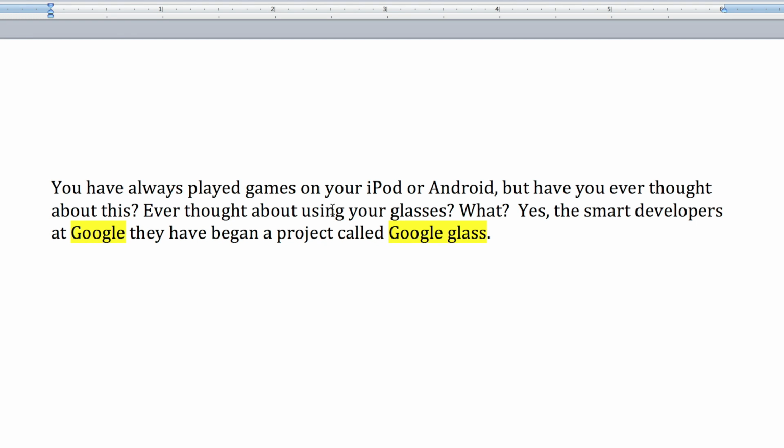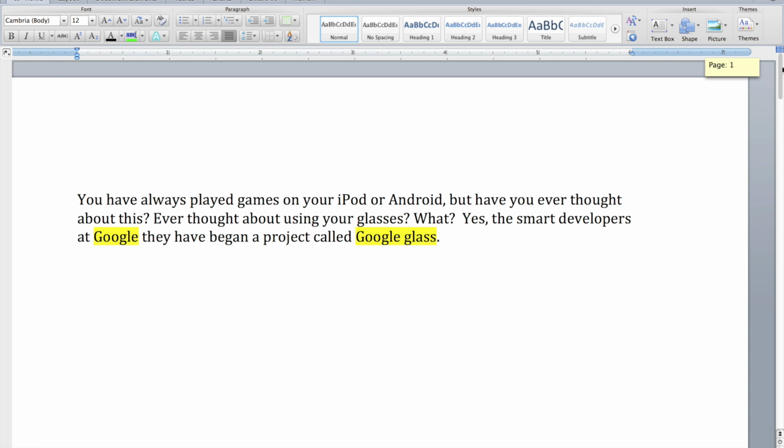You've always played games on your iPod or Android, but have you ever thought about this? Ever thought about using your glasses? What? Yes, the smart developers at Google, they have begun a project called Google Glass. If we know Google is doing the product, you don't need to tell us that the people at Google are making Google Glass. How do you fix that?